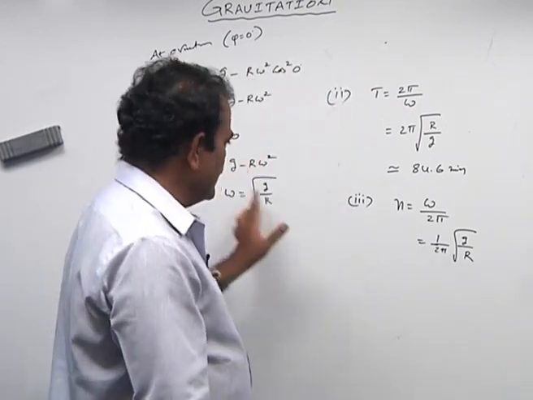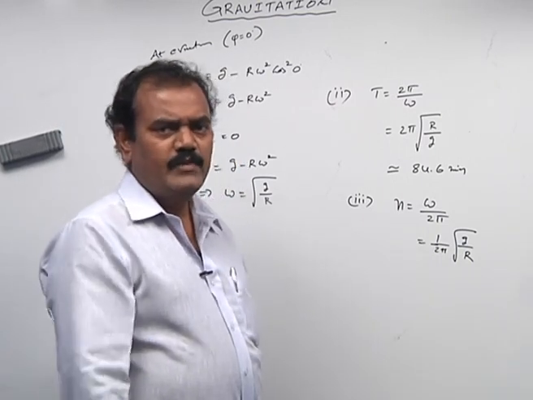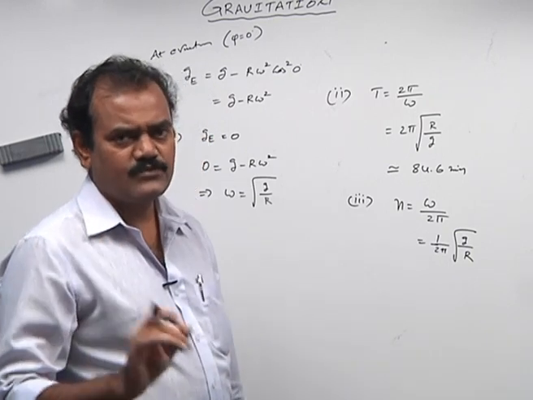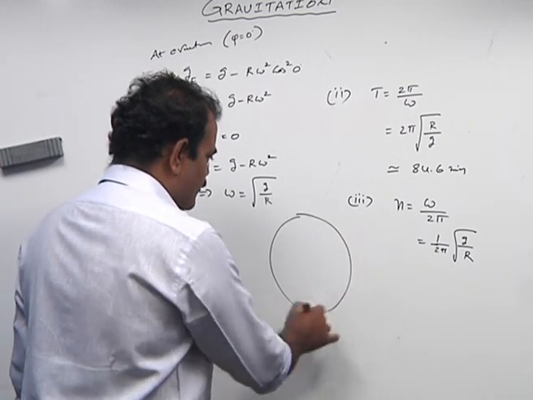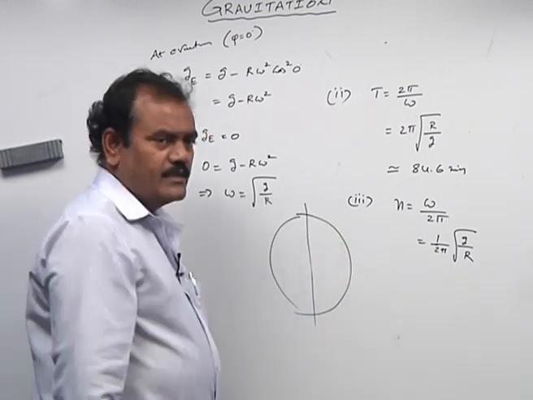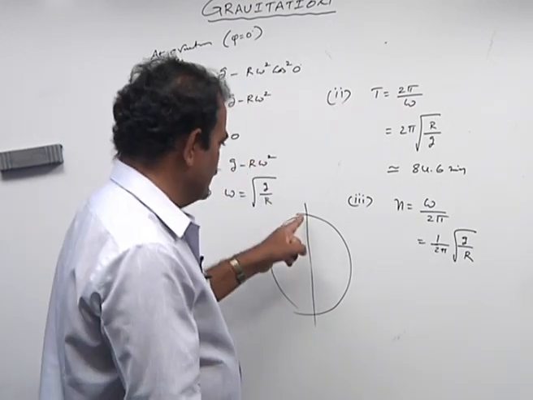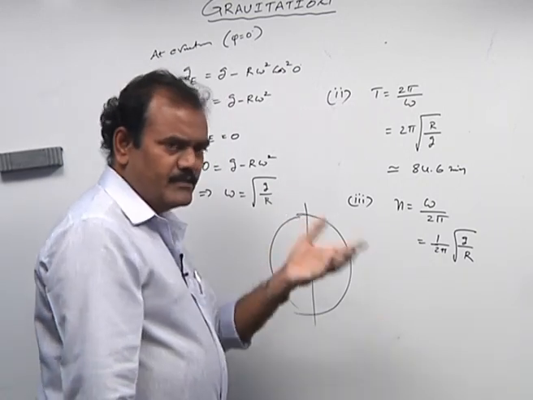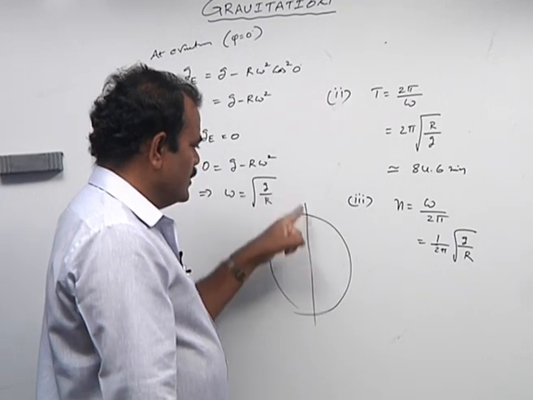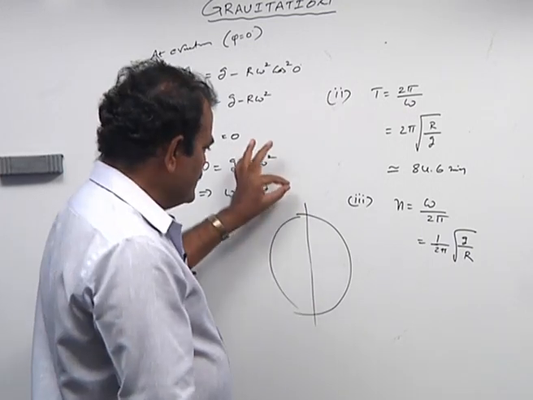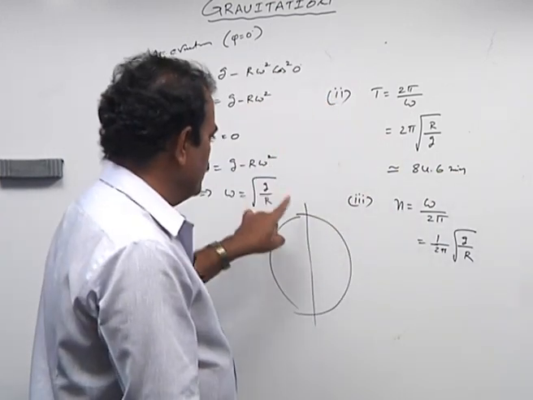But in all these conditions, there won't be any change for small g at the poles. It will be as usual, 983 centimeters per second square only. Why? Because the polar axis is nothing but the axis of rotation. At the axis of rotation, the particles don't have any linear velocity or linear displacement. So the increase or decrease of speed doesn't affect the particles on the polar axis. That's why small g will be as usual 983 centimeters per second square at the poles in all these conditions.